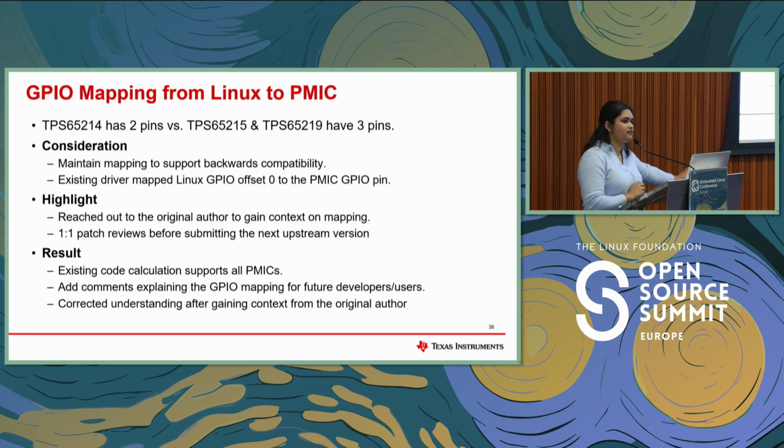TPS65215 and 219 have 3 pins. Great. Now, the GPIO mapping from Linux to PMIC really baffled me because I was not familiar with how it all worked in the beginning. And I didn't know I had to maintain whatever mapping existed to support backwards compatibility. And the existing driver mapped Linux GPIO offset 0 to the PMIC GPIO pin.